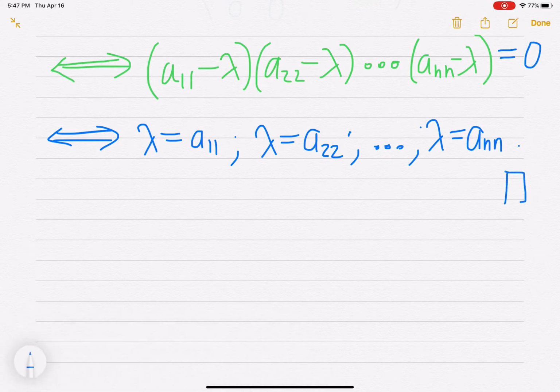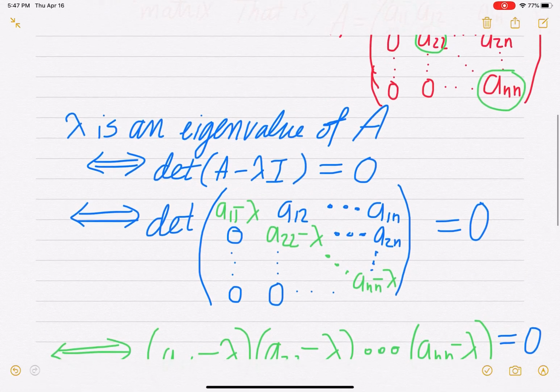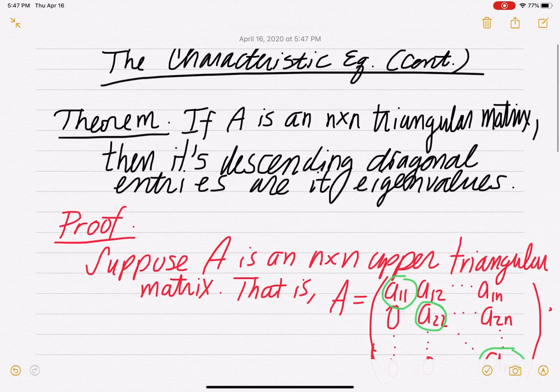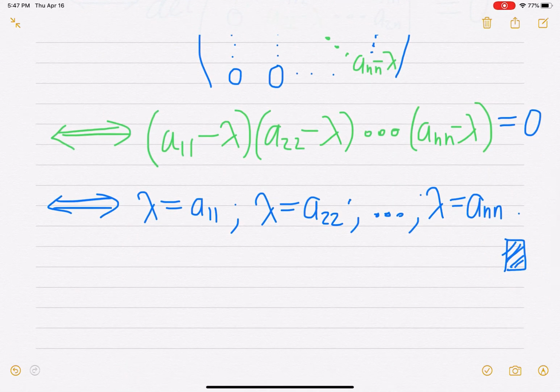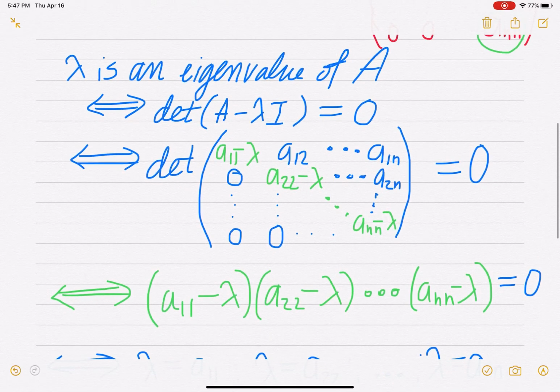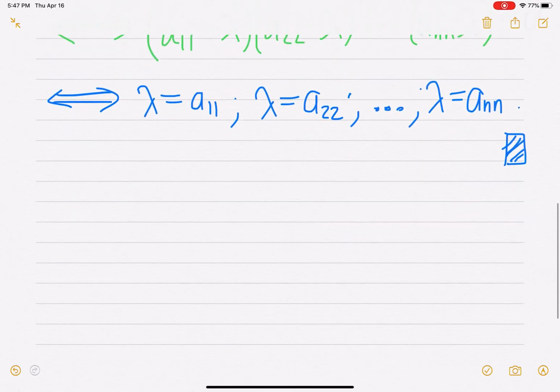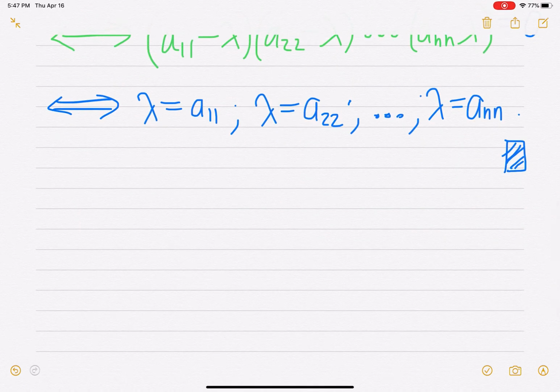What have we just proven? We've proven that lambda is an eigenvalue if and only if it's a diagonal entry, and this is for a triangular matrix. So if A is an n by n triangular matrix, then its descending diagonal entries are its eigenvalues. The eigenvalues are A11, A22, through Ann, the diagonal entries. Big result.